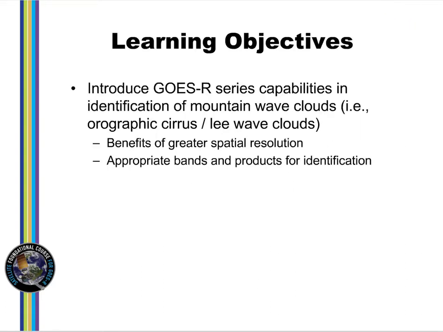Our learning objective is to learn how to make optimal use of the capabilities of the GOES-R series in identification of mountain wave clouds, which may also be referred to as orographic cirrus or lee wave clouds. We'll address the benefits of greater spatial resolution and discuss the appropriate bands and products for identification.